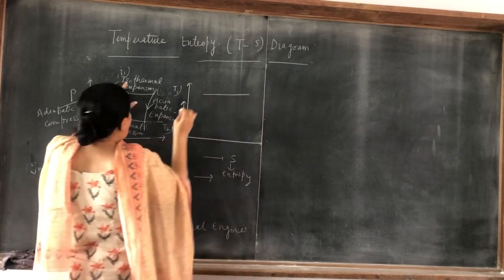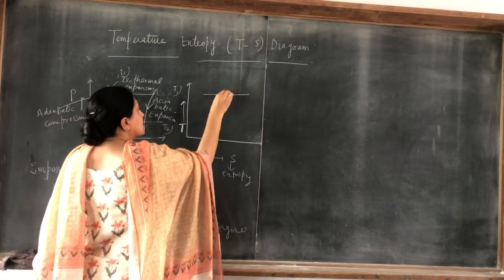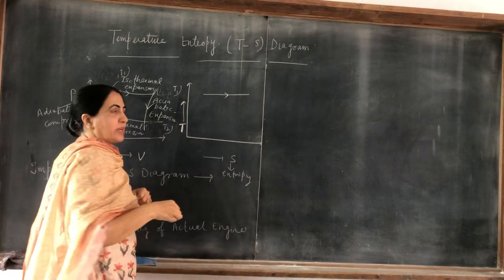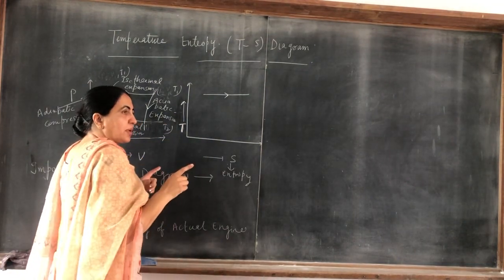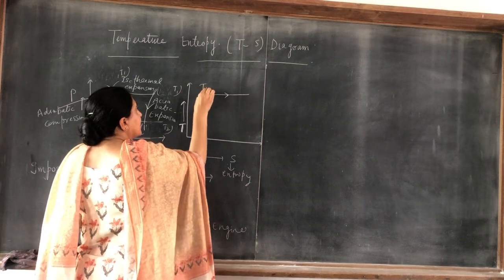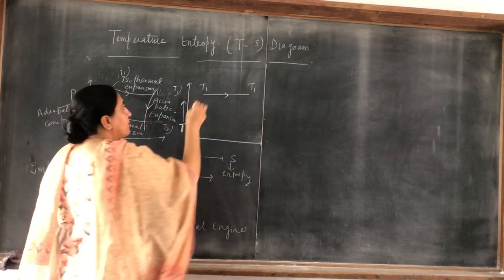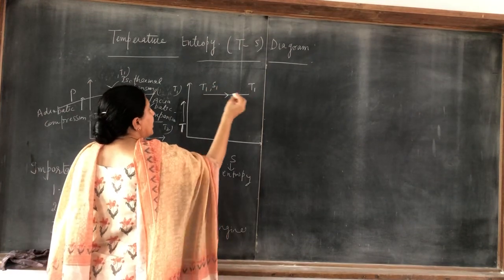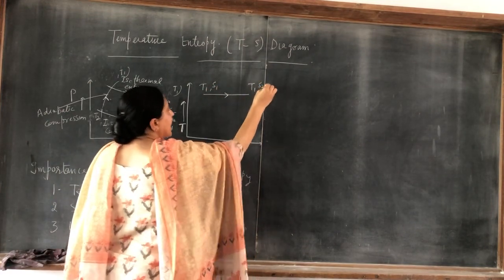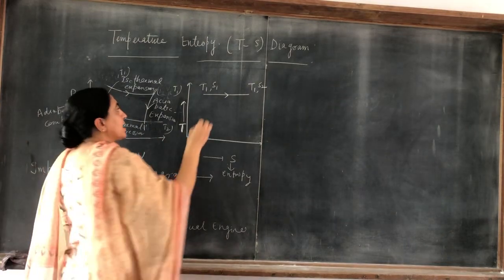If this is isothermal expansion, okay? Isothermal means temperature T1. Here is temperature T1. Clear? But entropy for this is S1 at this point, and here entropy will be S2.